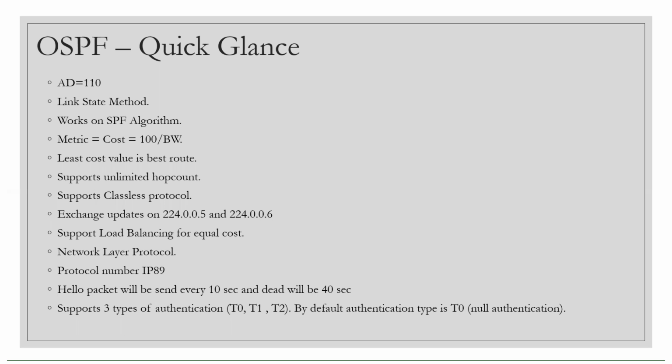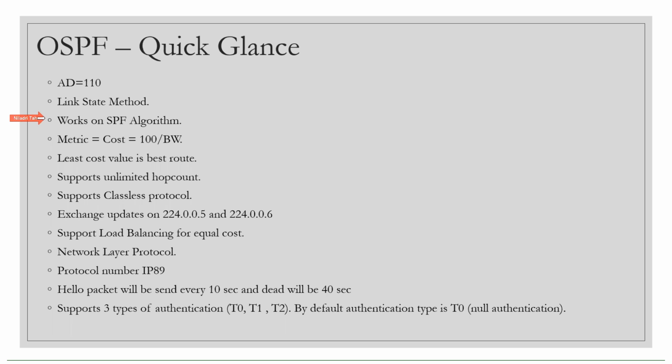Let me quickly grab annotation here. And okay, first thing first, the administrative distance of OSPF is 110. OSPF is a link state method of routing. We also have got the distance vector routing method, and we have seen that RIP is a part of that. OSPF works on SPF algorithm. SPF stands for shortest path first.